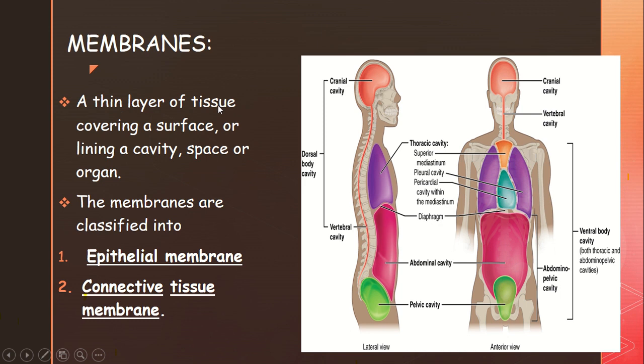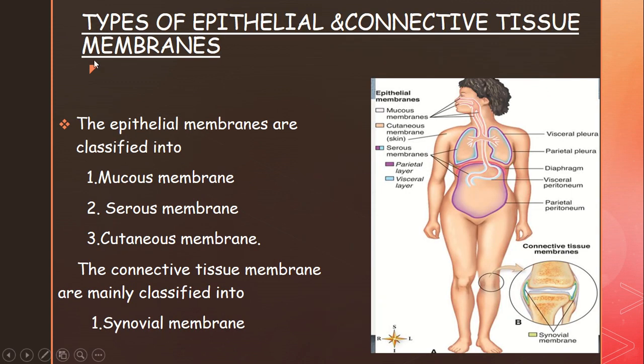So a thin layer of tissue covering a surface or lining a cavity, space or organs. It can line any of the organs. The membranes are classified into epithelial membrane and connective tissue membrane. These are the two main types of classification.